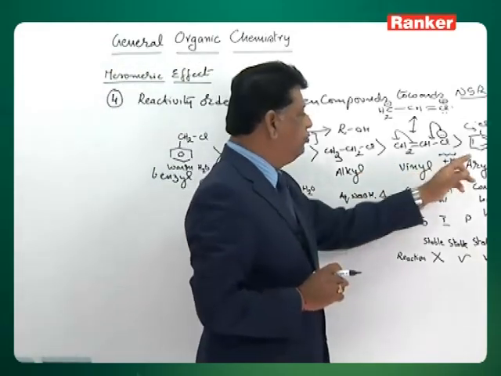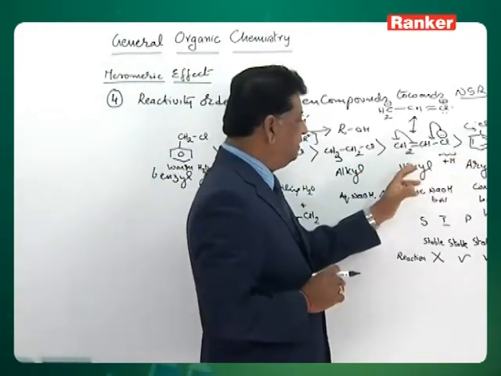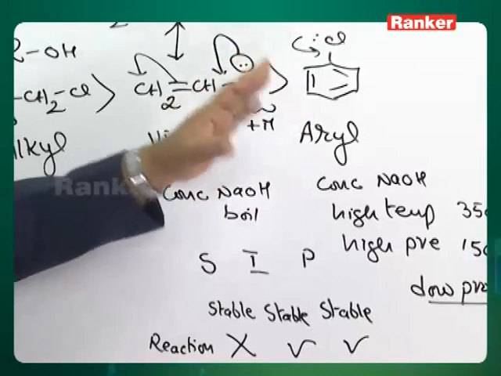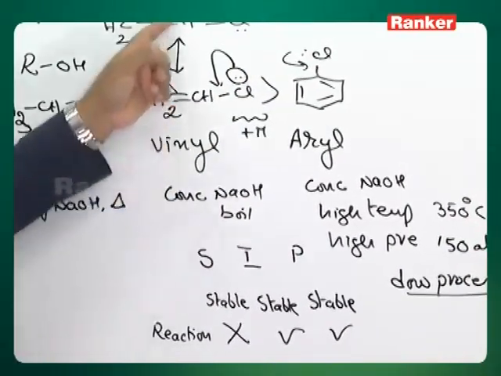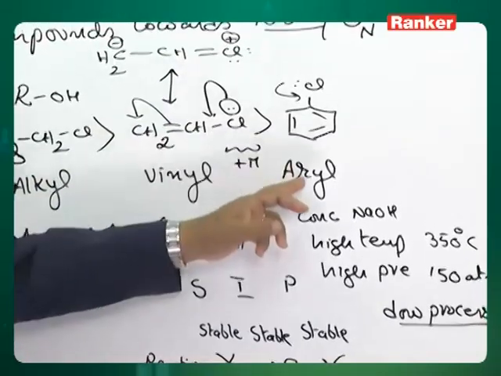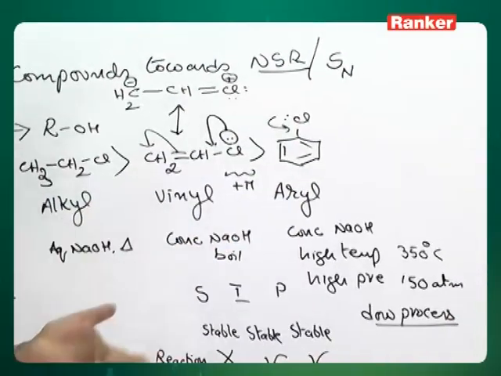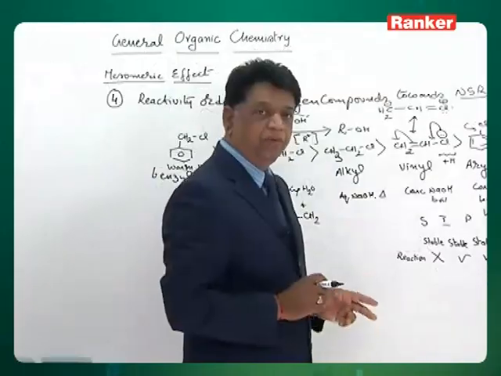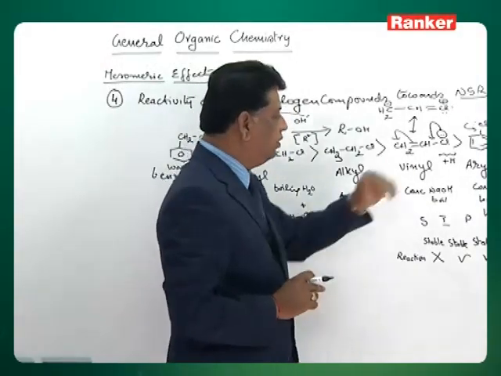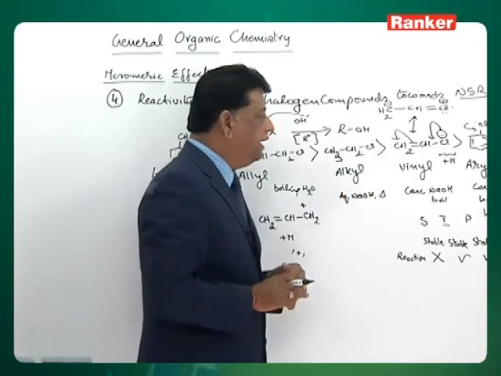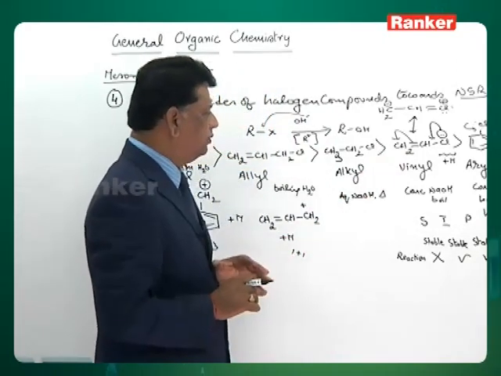Even within these two, if vinyl and only aryl are given, why is aryl much less reactive, or why is vinyl better? Vinyl stabilizes 1+1 structures, aryl stabilizes 1+3 structures. The more the stabilization of the starting material, the less the reactivity. So finally you can say aryl halides are tough to substitute.